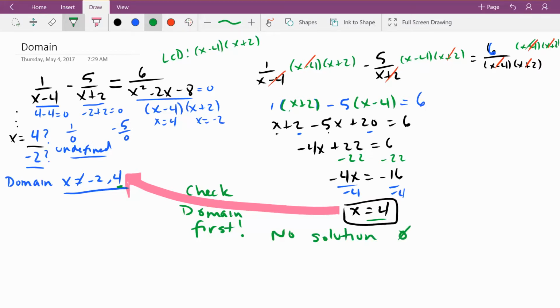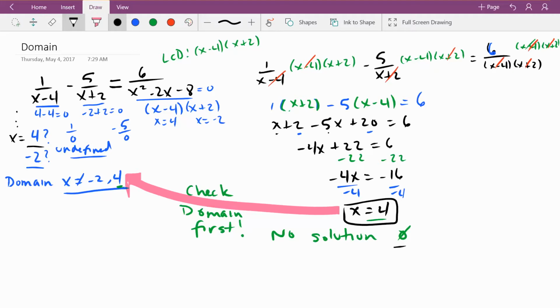Or in the symbol, it looks like that 0 with the slash through it. Because I said x is 4, but at the beginning I said x cannot be 4. There's nothing that would work here. If I plugged in x equals 4, I would get something that is undefined. So there is no answer, or there is no solution to this problem, I should say.